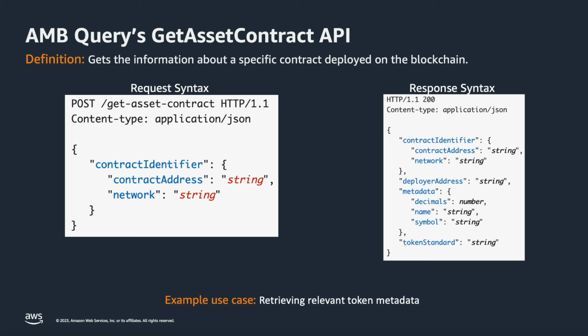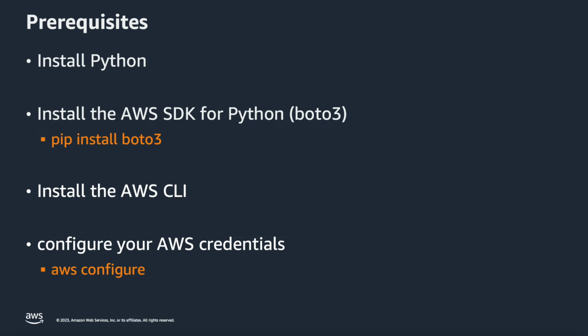Before we go over a code example, let's first go over the prerequisite steps. If you would like to follow along with this example, make sure that you have Python installed on your machine. Additionally, install the latest Boto3 release via pip. You also need to install the AWS command line interface. After it is installed, you can set it up by running the AWS configure command to define the credentials and region for your IAM user. Make sure that this IAM user has the necessary permissions for AMB Query.